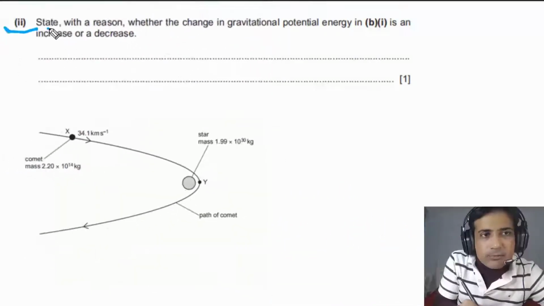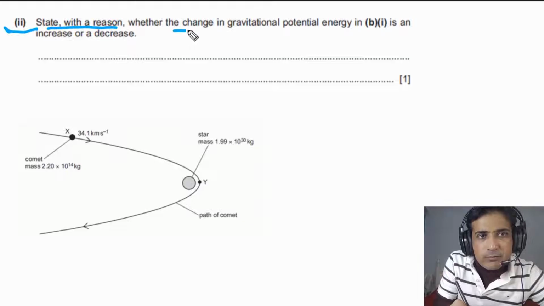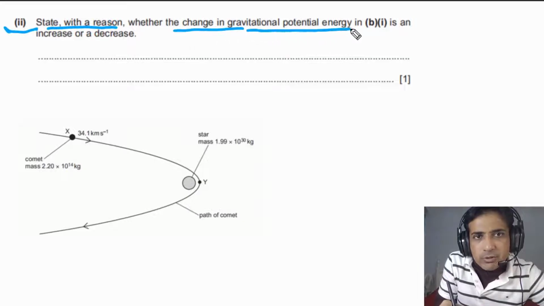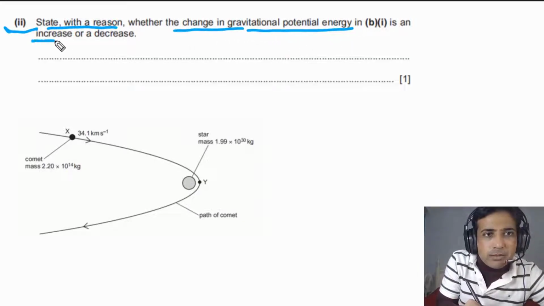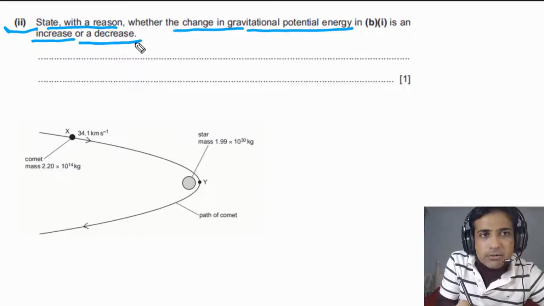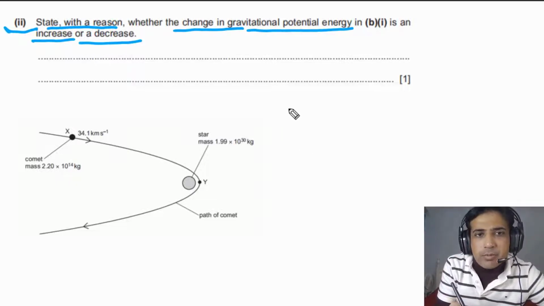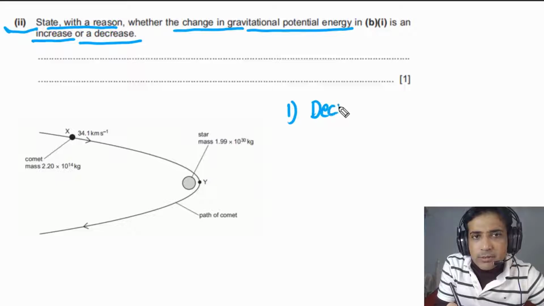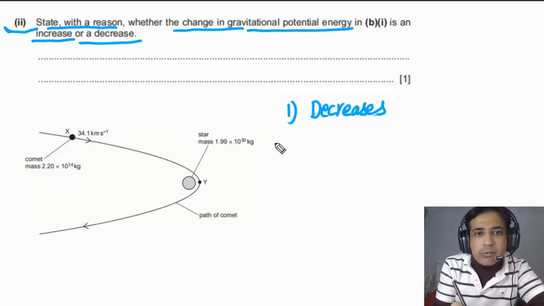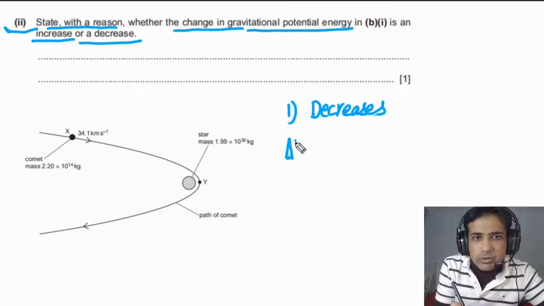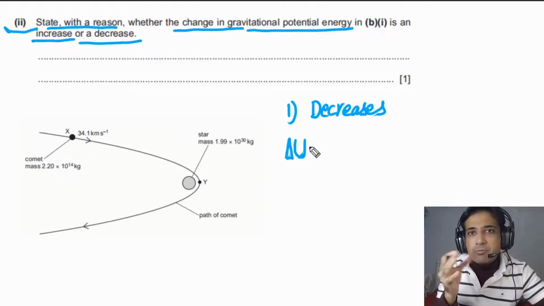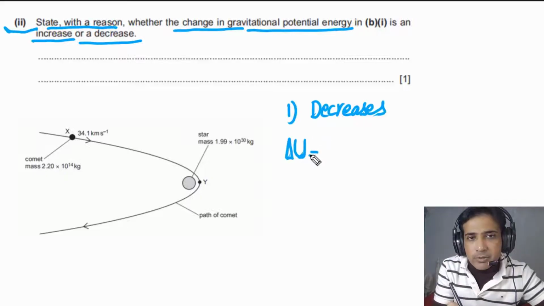For the second part, we need to state with a reason whether the change in gravitational potential energy in B1 is an increase or a decrease. We have already discussed in part 1 that energy decreases. So we can simply state gravitational potential energy decreases. Now we need to explain a reason. In order to explain a reason, we need to understand change in gravitational potential energy and how this is linked with work done by gravitational force.